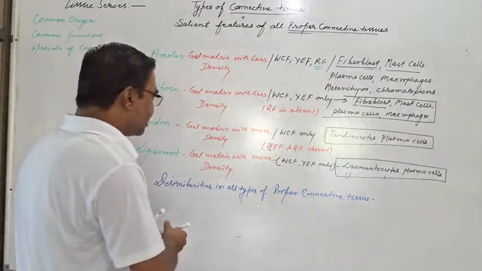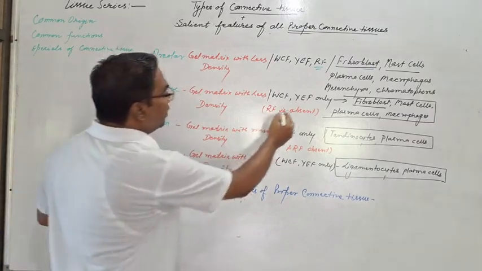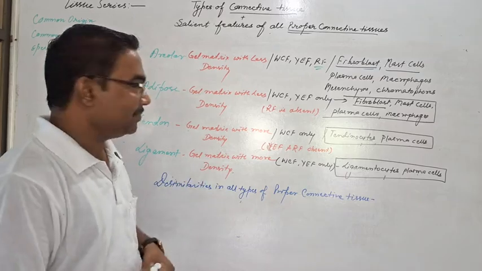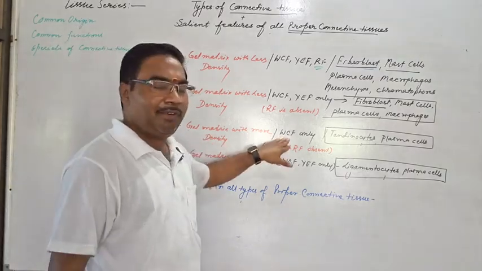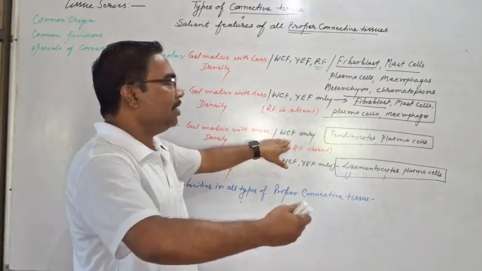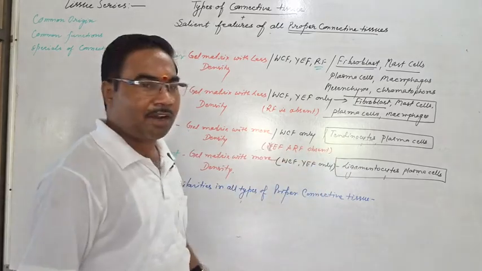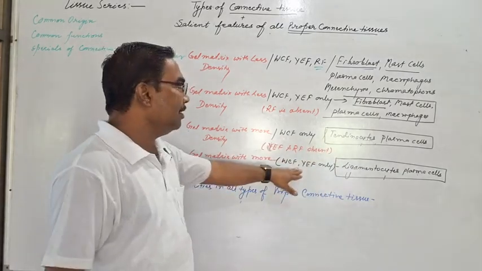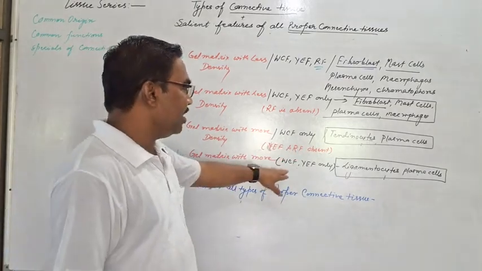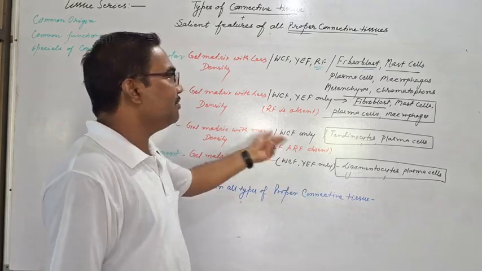In adipose, only two are present, that means RF is not present there. In tendon, only white collagen fiber is present, that means the remaining two, yellow elastin fiber and reticulate fiber, are not present. Again in ligament, only RF is absent, that is, WCF, white collagen fiber, and yellow elastin fibers are present.